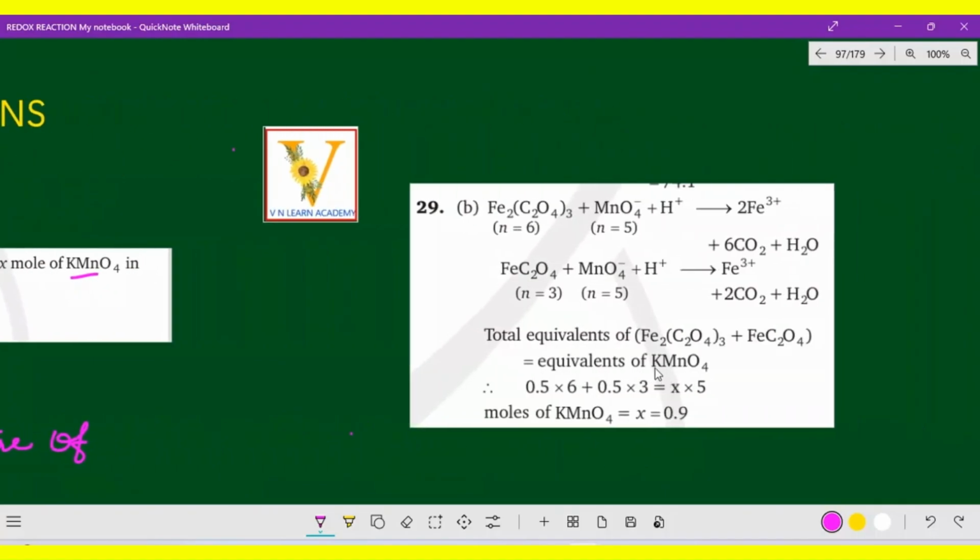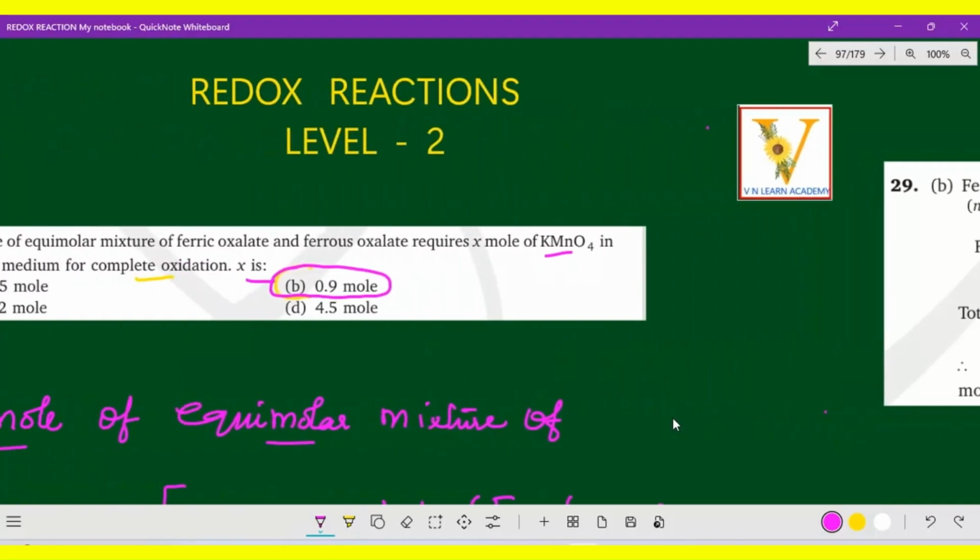Okay, one more method in the book, the same thing I mentioned: ferric oxalate, ferrous oxalate, how much n factor it receives. The same idea they too have provided. X into 5, they mention, X is nothing but the equivalence of KMnO4 here. N factor is 5, right? N factor is 5 for both, common. So ferrous oxalate, when we go for permanganate ion, that is also 5. Ferric, that is also 5. So you will get that X is 0.9 mole. I hope you got the complete idea.